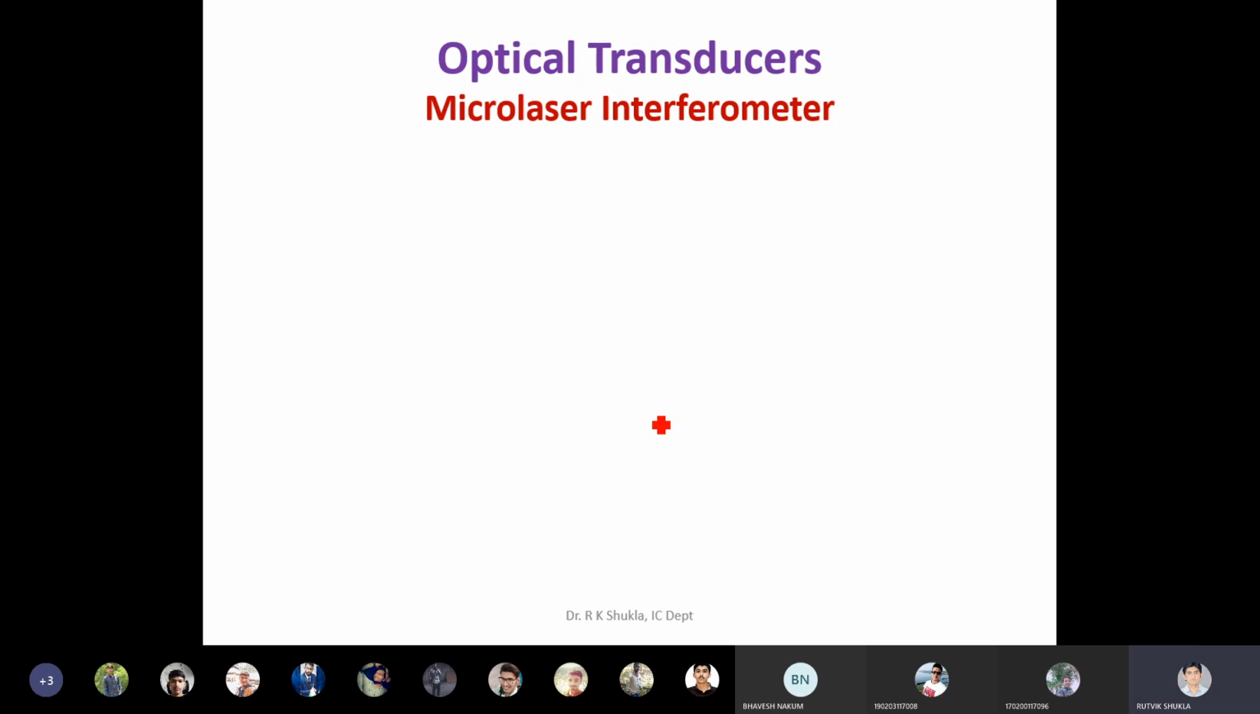Now the next type of optical transducer is called the micro laser interferometer. It is called an interferometer. આપણે લાસ્ટ ટાઈમ શરૂઆતમાં જ વાત કરી હતી. કોઈ કહી શકશે what is interferometer?